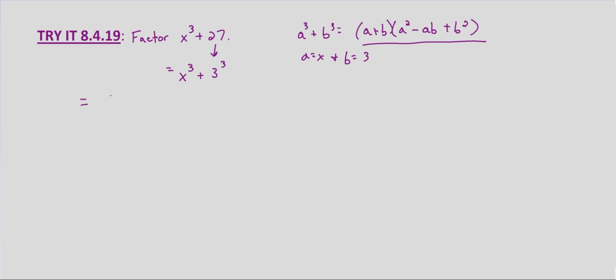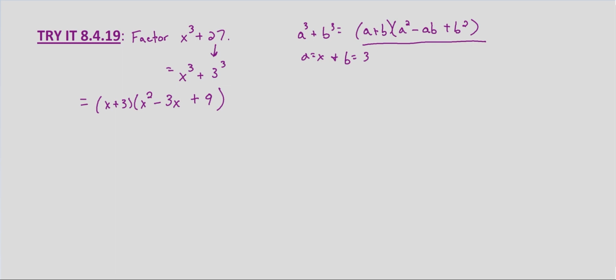So we just substitute into that form. We have x plus 3 times x squared minus a times b, which is going to be 3x, plus b squared. In this case, b is 3, so that's going to be plus 9.